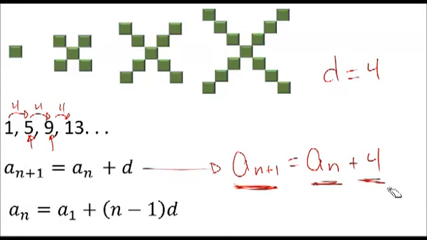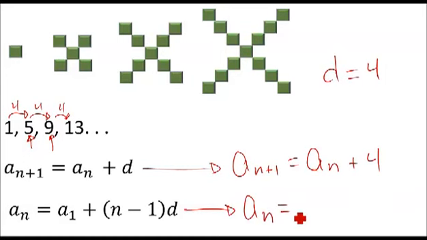Let's go ahead and write the explicit definition for this arithmetic sequence as well. The explicit definition looks like this. If I want the value of any term in the sequence, a sub n, that equals the value of the first term. Here, the first term is 1, plus n minus 1 times the common difference. For this particular problem, the common difference is 4.